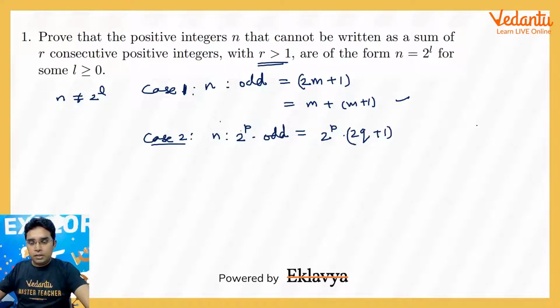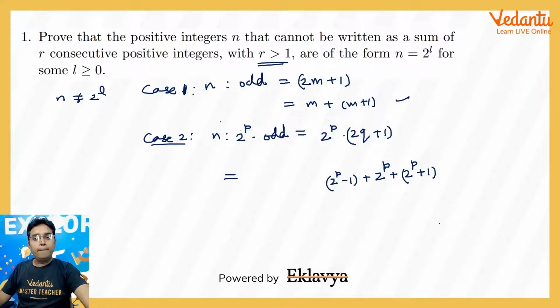Okay, now this number, to show you how this can be the sum of r consecutive integers, please see what I'm going to do. I will write an AP whose middle term is 2^p. Then I will add a term which is one more than this 2^p, and then I will add one term that is one less than 2^p.